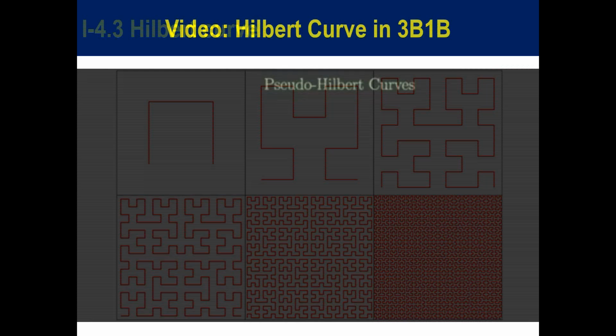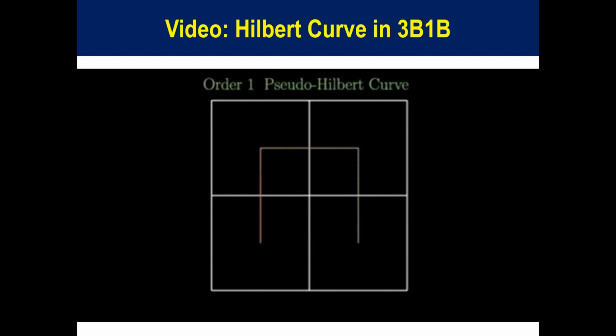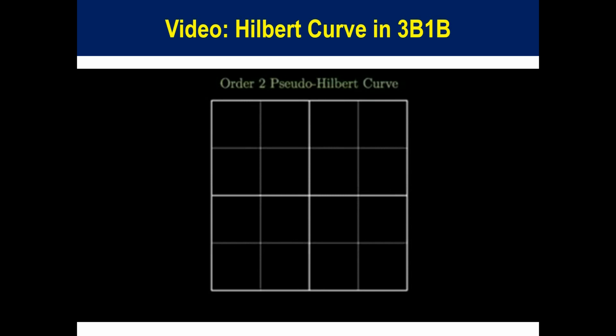For an order 1 pseudo-Hilbert curve, you divide a square into a 2x2 grid and connect the center of the lower left quadrant to the center of the upper left, over to the upper right, and then down to the lower right. For an order 2 pseudo-Hilbert curve, rather than just going straight from one quadrant to another, we let our curve do a little work to fill out each quadrant while it does so. Specifically, subdivide the square further into a 4x4 grid, and we have our curve trace out a miniature order 1 pseudo-Hilbert curve inside each quadrant before it moves on to the next.